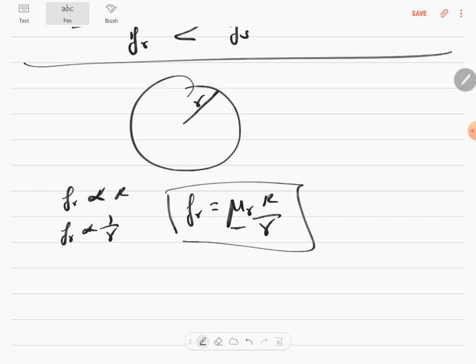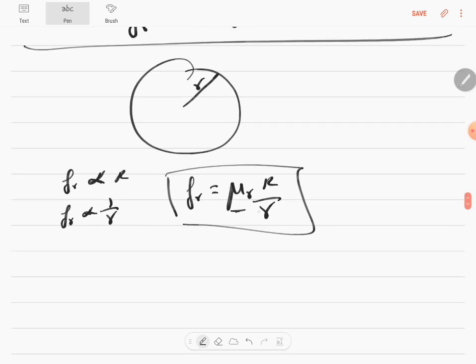So this is the rolling friction, and the fact that there is an r down below shows that the rolling friction will obviously be less. Mathematically also you know that.